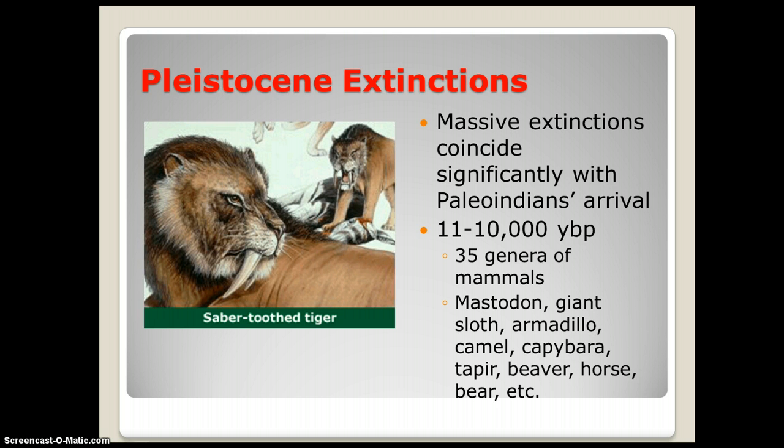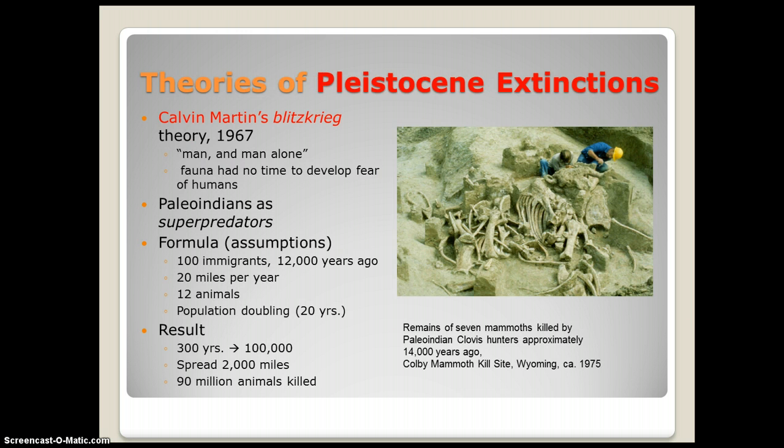So one of the most common theories that's been used to explain these Pleistocene extinctions is known as the Blitzkrieg theory. And this was put forward by a gentleman by the name of Calvin Martin, who came along in the late 20th century, and he, through a model that he put together with some fellow academics, postulated that the Pleistocene extinctions, and this is his thinking, or his words, were caused by man and man alone.